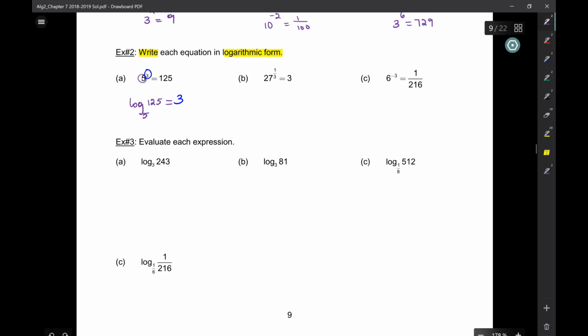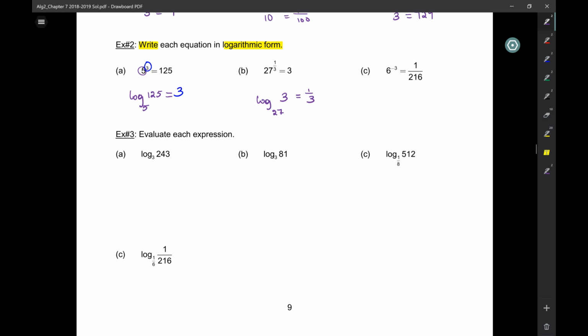Okay? Log, base goes here. Base is 27. Exponent goes here. What haven't I used yet? The 3. So log base b of this number must equal the exponent.